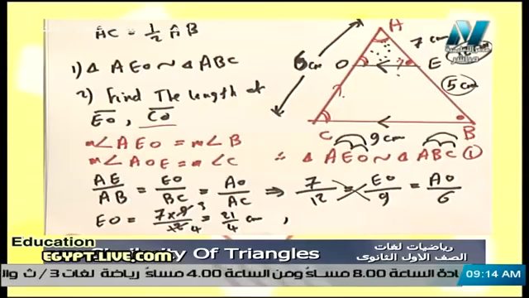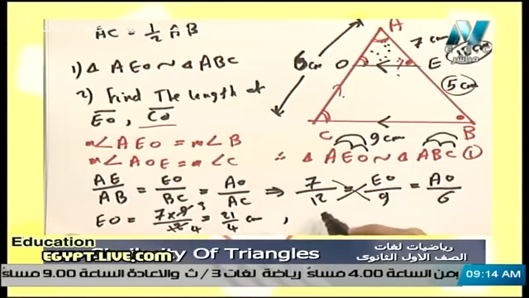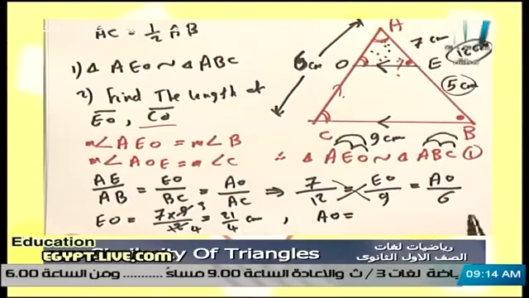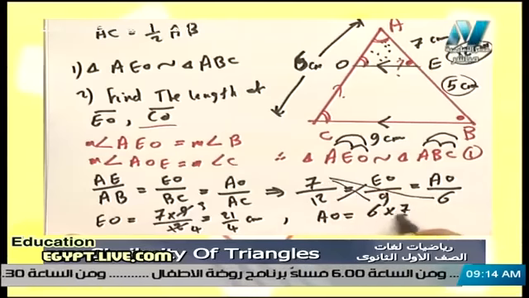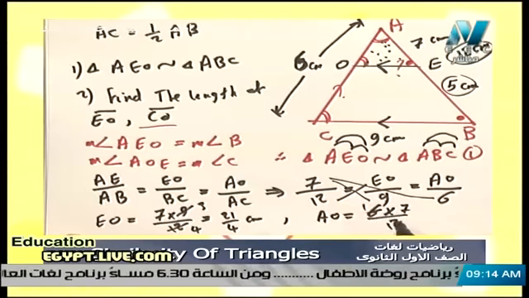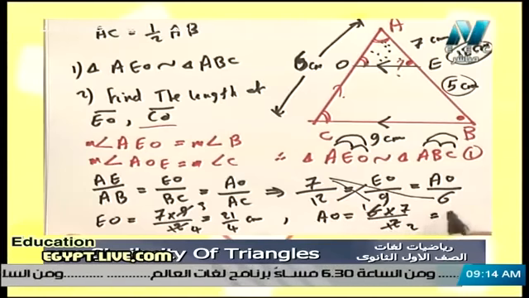And to find the length of AO, we will multiply 6 by 7 over 12. Divide by 6 equals 1, divided by 6 equals 2, so it's 3.5.